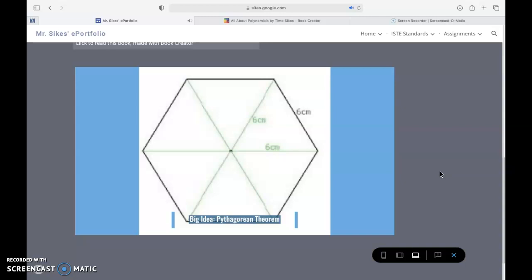We'll draw a line from the center of the hexagon down to the flat edge of 6 centimeters. We'll get a hypotenuse of 6 centimeters, a leg of 3 centimeters, and then we'll perform the Pythagorean theorem to find the height. Once we find the area of one triangle, since we have a height and a base, we'll multiply it by 6 to find the area of the regular hexagon in square centimeters.